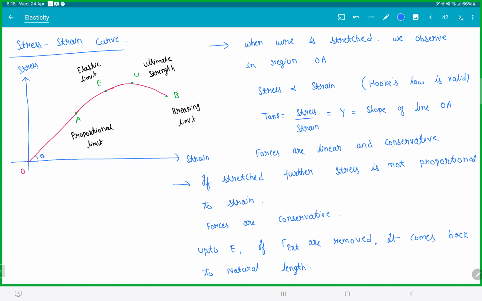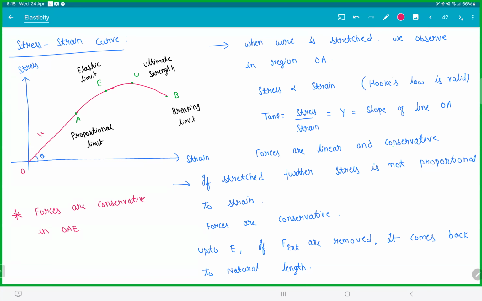So in the exam, what will they ask you? Up to what region are the forces conservative? Up to E. Up to what region are forces linear? Only up to A. So forces are conservative in OAE.